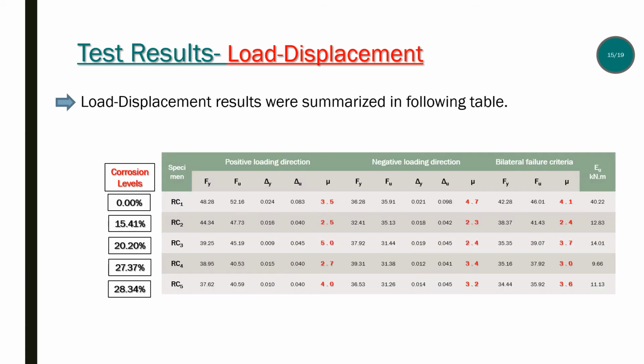Idealized load displacement results are summarized in this table. Yield and ultimate load carrying capacities and ultimate energy absorption capacity of corroded reinforced concrete columns decreased significantly as the corrosion levels increased. As you can see, there is no significant relationship between the displacement-based ductility ratio and average corrosion levels.